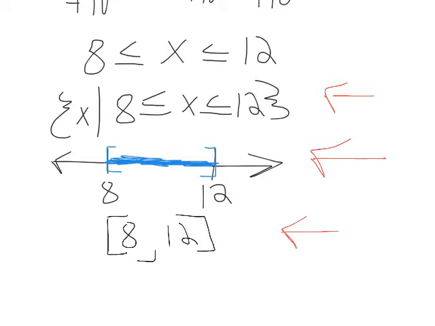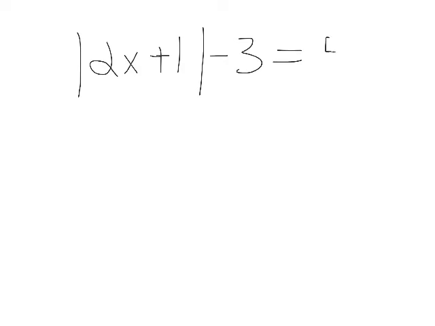I think the homework for the absolute value problems asks for interval notation. I can't remember right off the top of my head, but I think that's right, okay? Let's look at another one like this. Let's do the absolute value of 2x plus 1 minus 3 is equal to 5, okay?